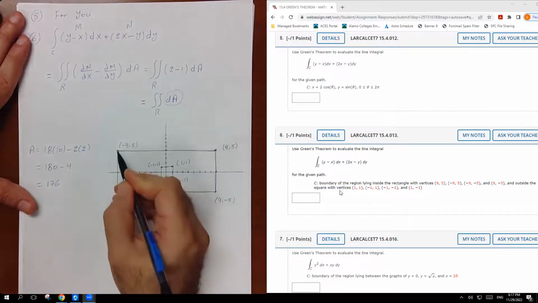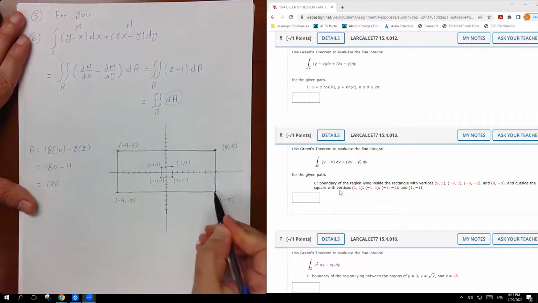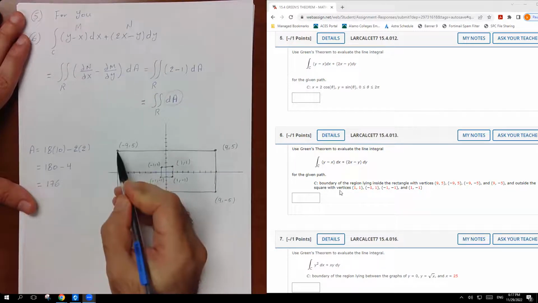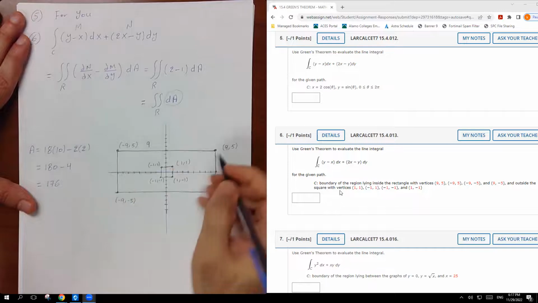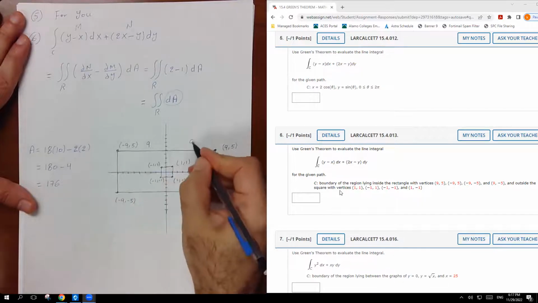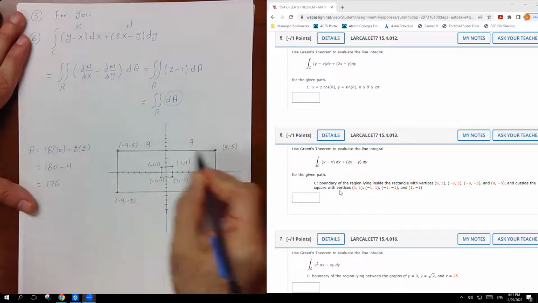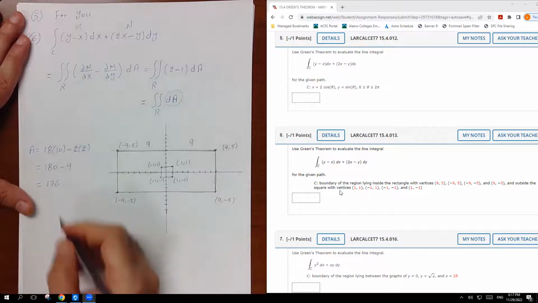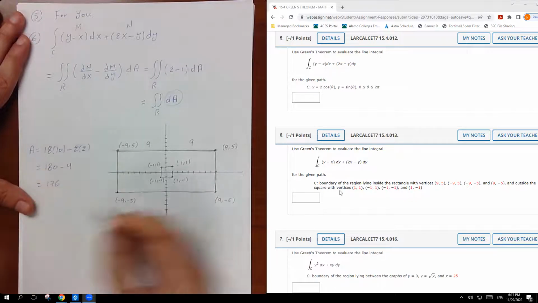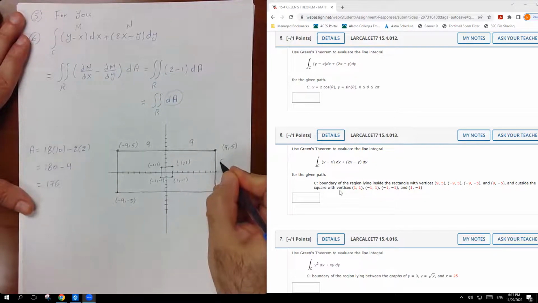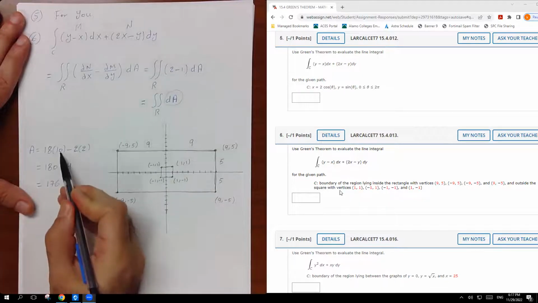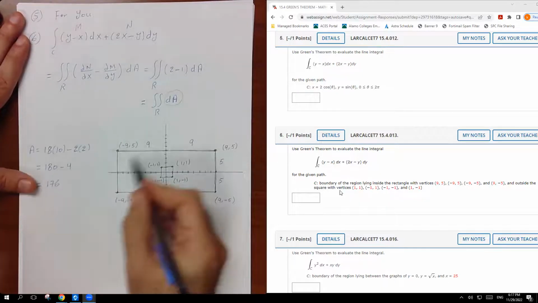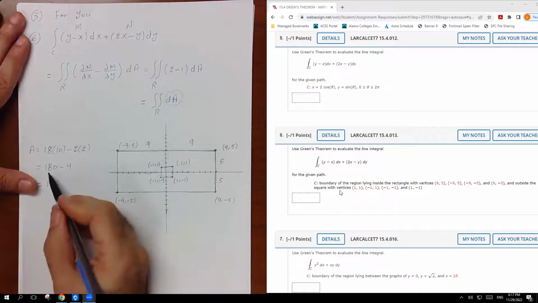So here are the vertices for these integrals. The distance from here to here is 9 units, and the distance from here to here is 9. So this length is going to be 18. And from here to 5, the distance is 5, that means 10. So 18 times 10 is going to be 180. That means the area for the whole rectangle is 180.